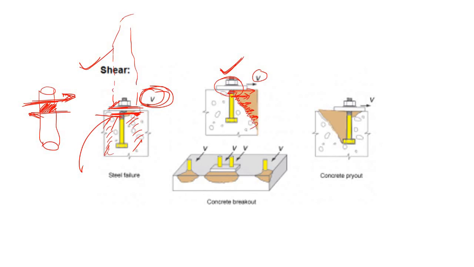Why? Because concrete is very weak in tension, and by applying these forces you are creating some tensile force in this plane, so your concrete may fail. So all of these are concrete breakout failure. Here you can see these are concrete breakout failure.